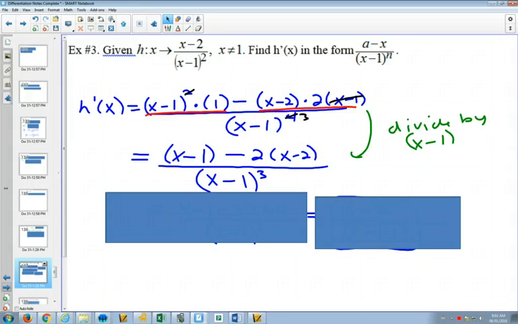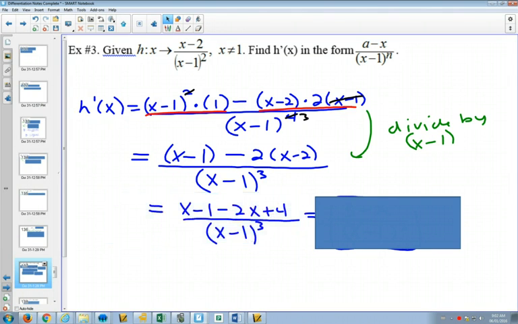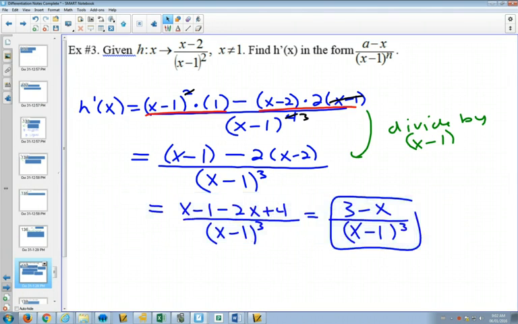As a result, we get x minus 1 minus 2x minus 2, expand the top and simplify, and we end up with 3 minus x over x minus 1 cubed. And that is in the form that was listed above.